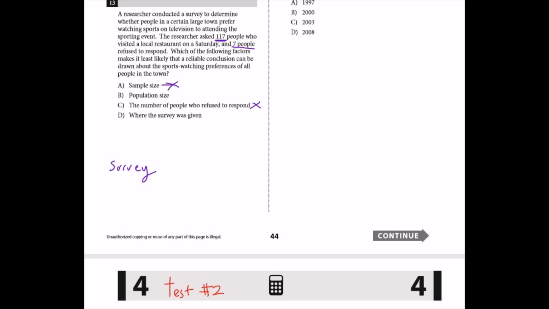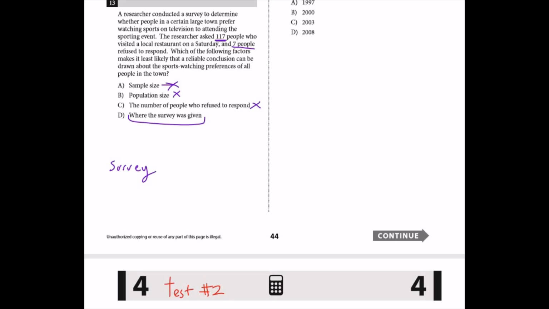Sample size is not the answer because any good sampling can always be generalized to the population. Population size is never a problem because any population size can be surveyed. So either a small or big population size can be used for any survey. Here the problem is where the survey was given.